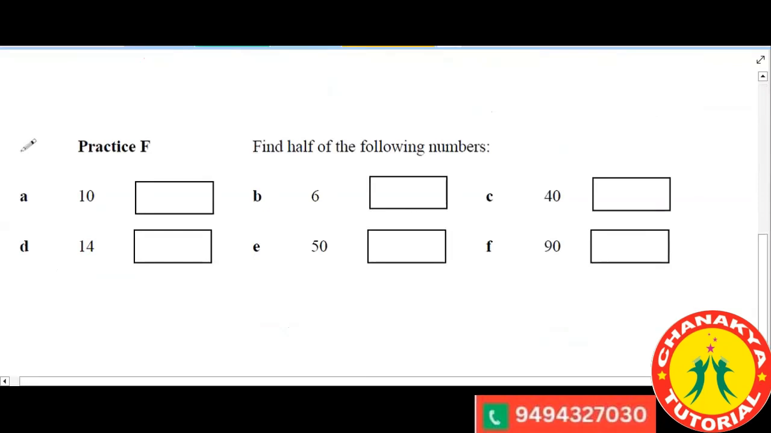Okay, tell the answers one by one. We'll start with Yashwant. Select your question and tell the answer. Find the half. C, half of 40. Directly you can say 20, sir, 20. And Vinisha? F, sir, half of 90.